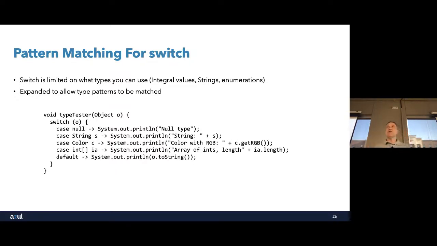On the right-hand side of the arrow operator, obviously we can make use of S and we can print out the string. Similarly for color, we can have a type variable C, and we can print out the RGB values of that, calling the appropriate method. Now, primitives in Java are not types in the sense of the type system, but arrays of primitives are. So we can have a case for an array of primitive ints, and we can call that IA, and then on the right-hand side, we can also print out the length of that because we can call the necessary code there. And of course, we can put in the default there as well if we want to.